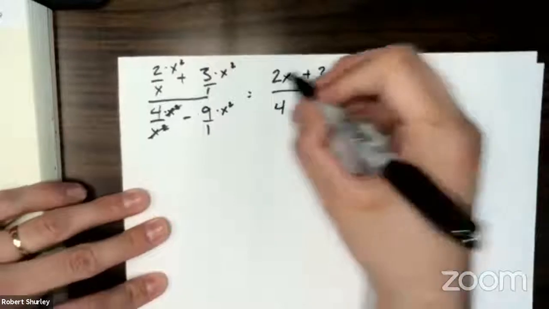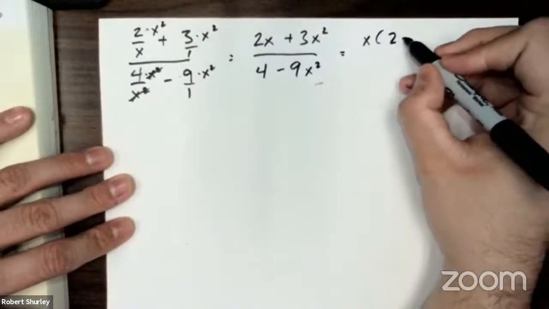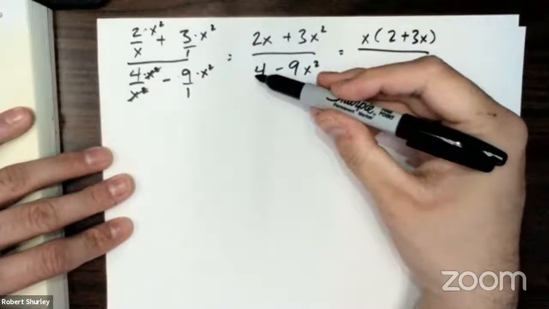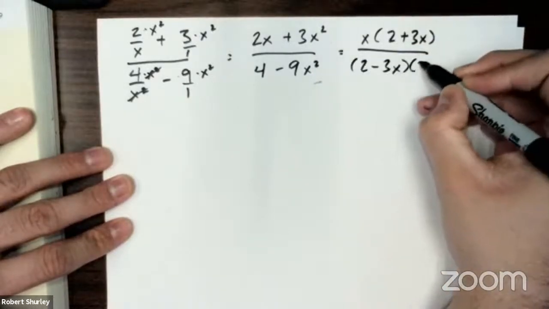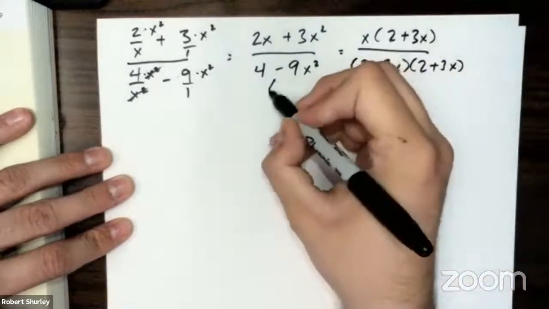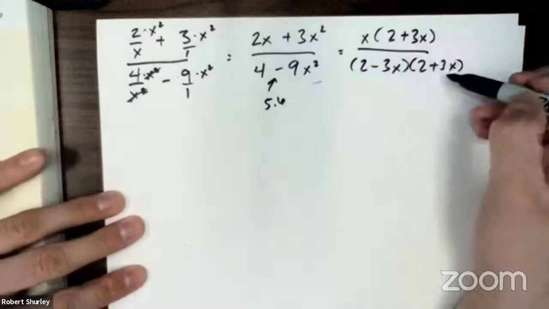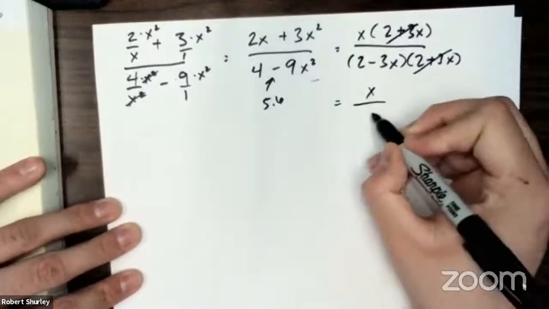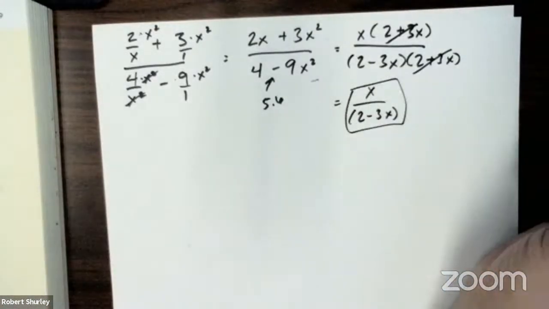So in the numerator, we can factor out an x, right? We're left with 2 plus 3x. The bottom, this is that difference of squares. This is 2 squared and 3x squared. So it's actually 2 minus 3x, 2 plus 3x. It's that 5.6 stuff again, difference of squares. So now we can cancel the 2 plus 3x, and we are left with x over 2 minus 3x. Boom.